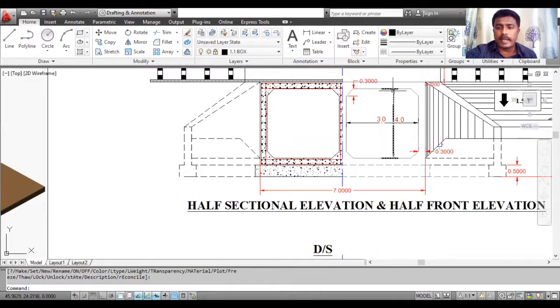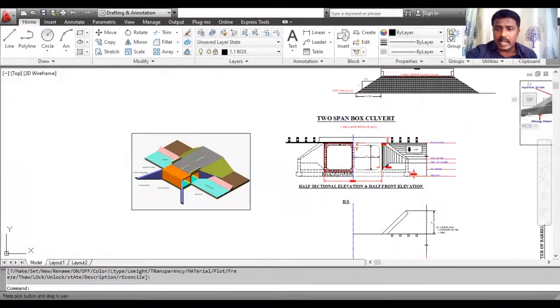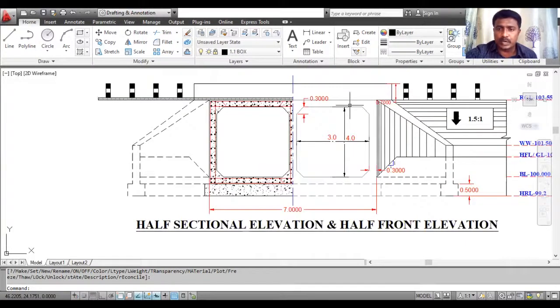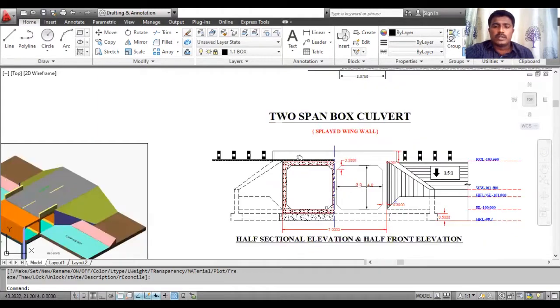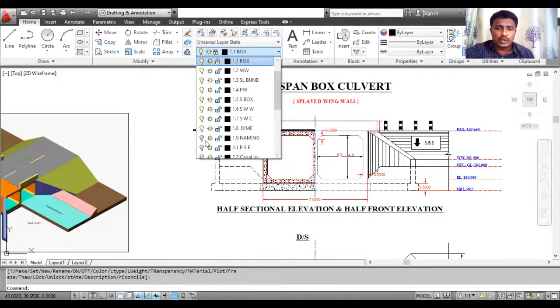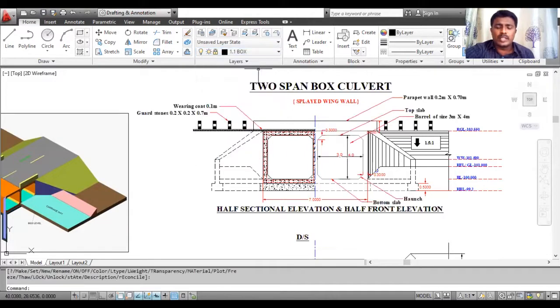So the size of the barrel is 3 meter into 4 meter, and arch dimensions 0.3 meter, and also the thickness of the slabs on both sides. All slabs, top slab, bottom slab, vertical slabs are in the same thickness, that is 0.3 meter. And also you have to show the bed concrete thickness 0.5 meter, and also the height of parapet wall. Then finally you have to show the naming. Naming the different components is very very important. Different components should be named.